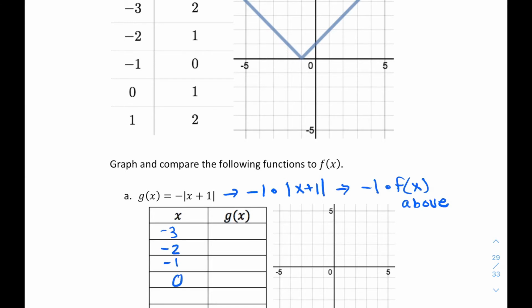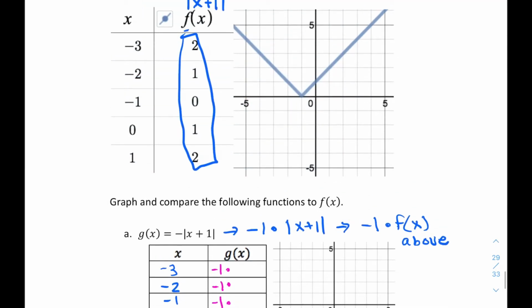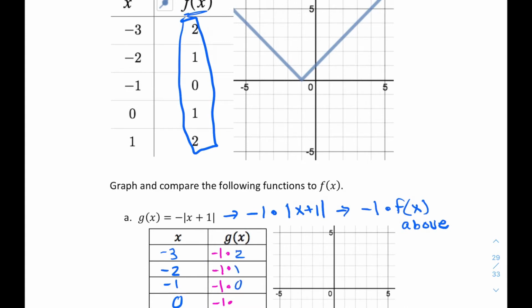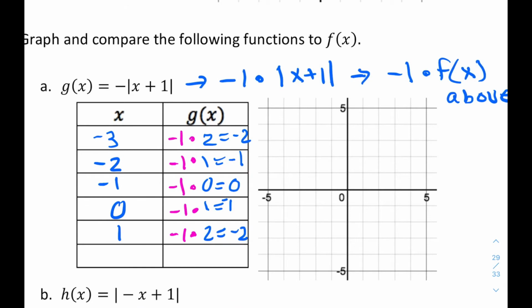So the easiest way to do this is to use your table of values that you already have for f of x, and g of x is just negative 1 times those output values from your original function, because you already have the values of absolute value of x plus 1 up there. So let's just take negative 1 times all of those. I could go through and plug in the x's and get the y's out using my absolute value function, but let's work smarter, not harder here. And then if I plot those, it's going to give me an absolute value function that looks like that.